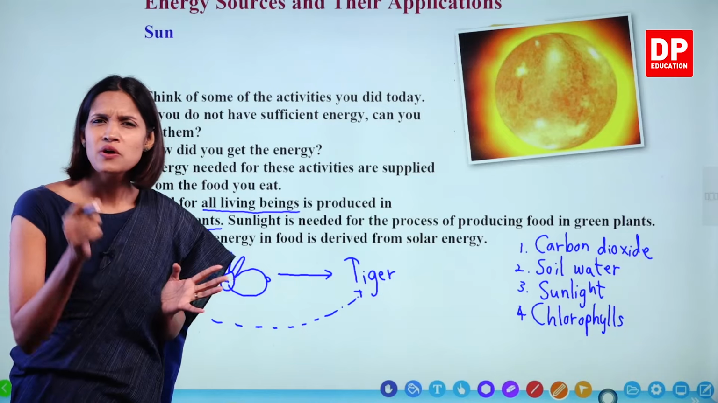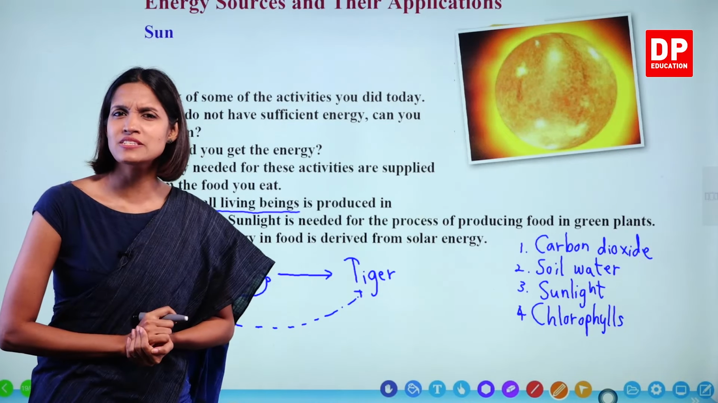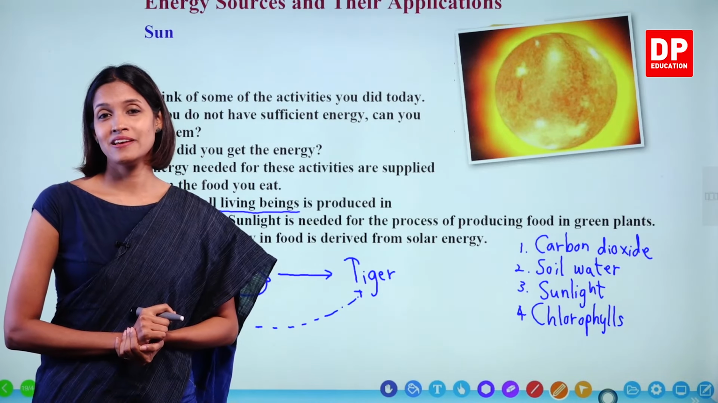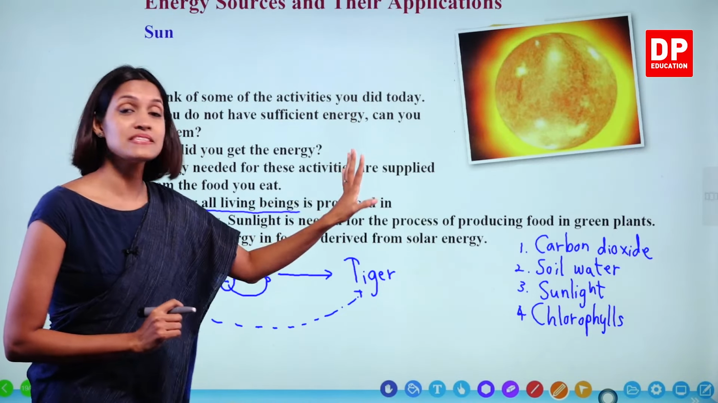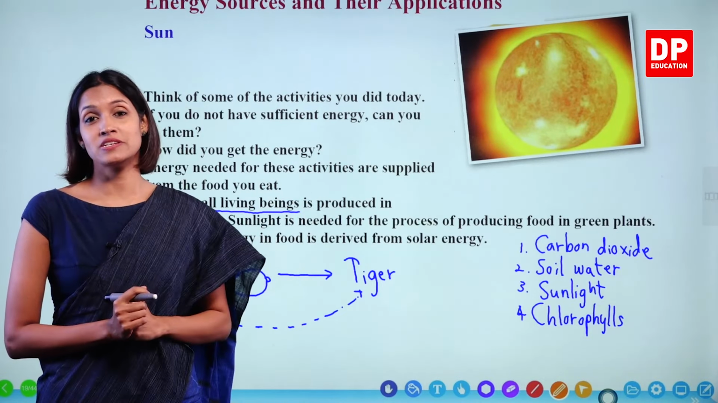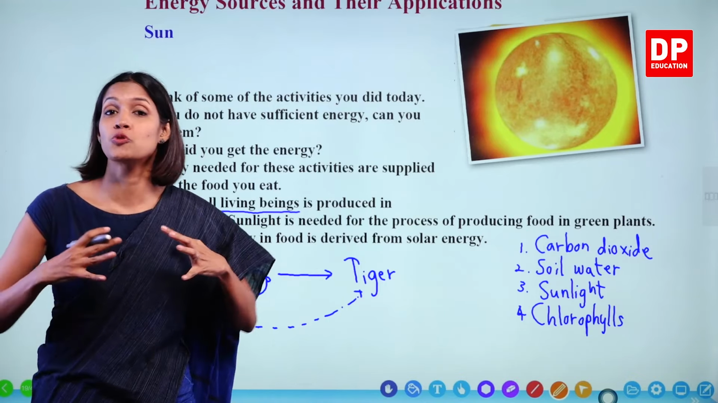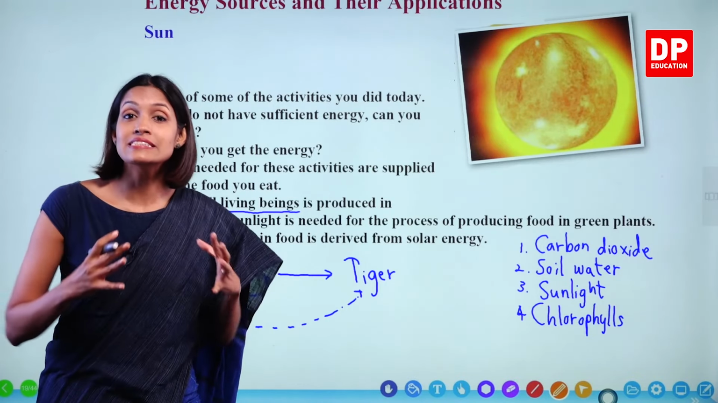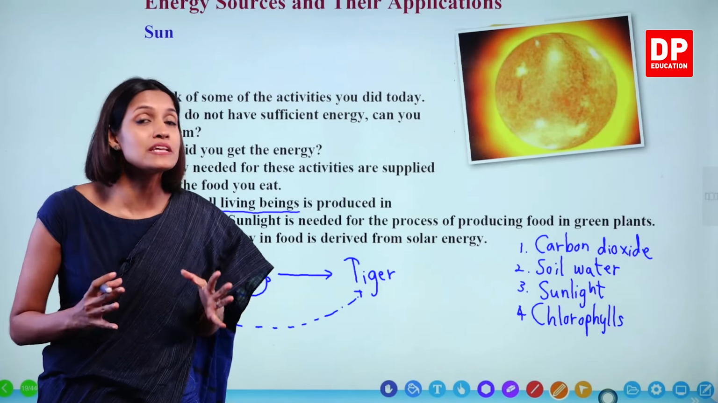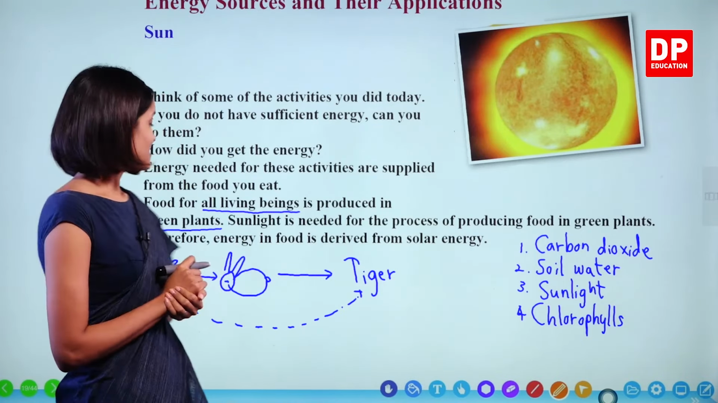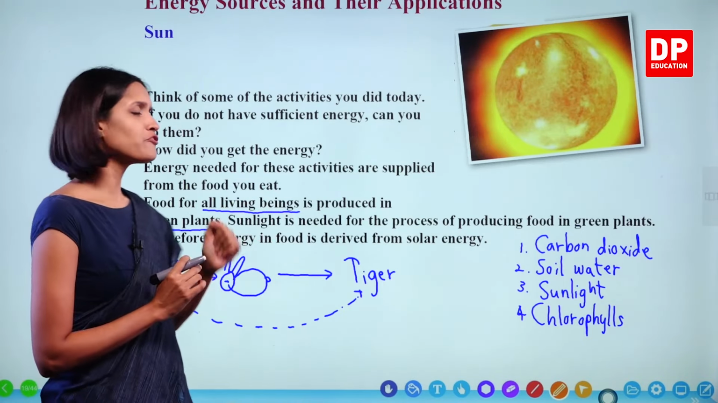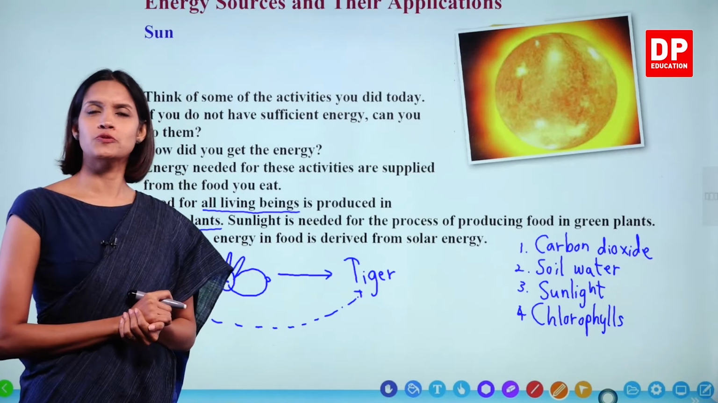So, therefore, what is the initial form of energy? Solar energy. Okay, children, that is why we consider the sun as the main source of energy. Because if the sun's energy or solar energy is not there, Earth cannot survive. The living organisms cannot survive. Understand, children?